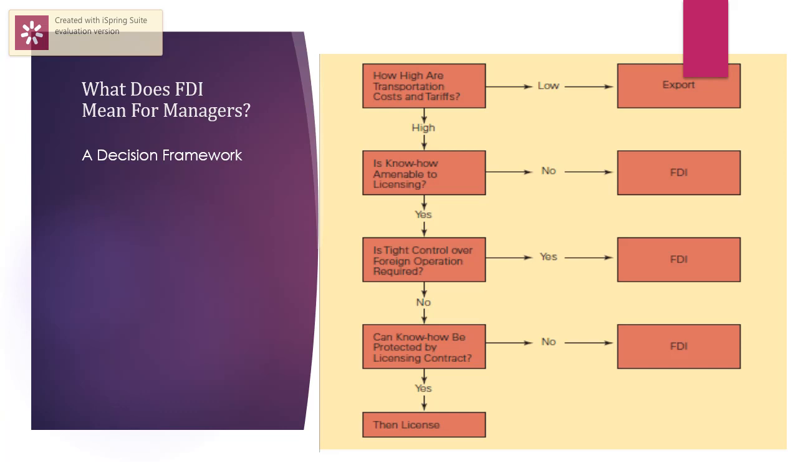For example, the first one: how high are the transportation costs and tariffs? As we discussed in the previous slides, if the transportation cost is low and tariffs are low as well, then the ideal choice is to go for exports. In case the cost of transportation and tariffs are high, then we need to move towards the second question, that is, is know-how amenable to licensing?